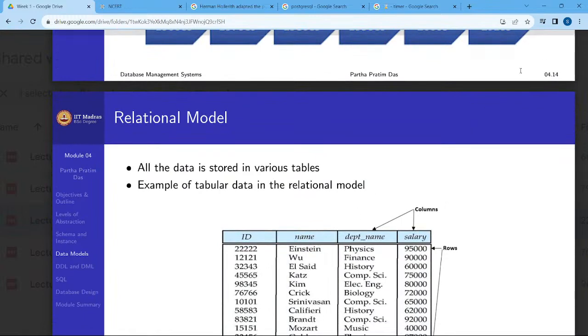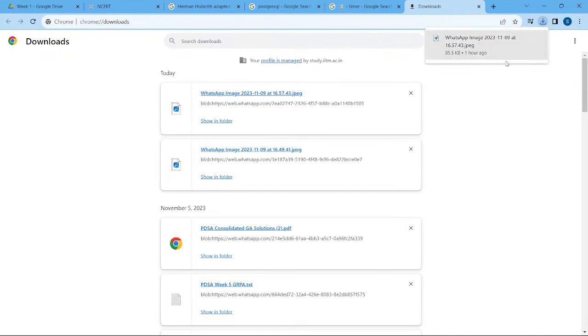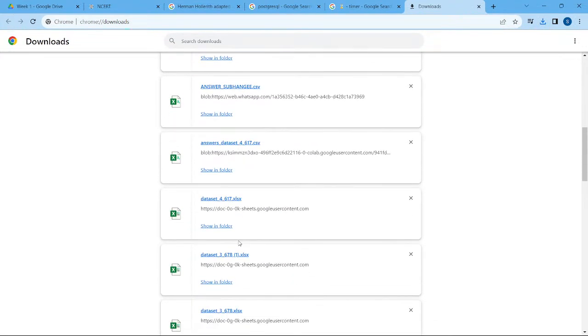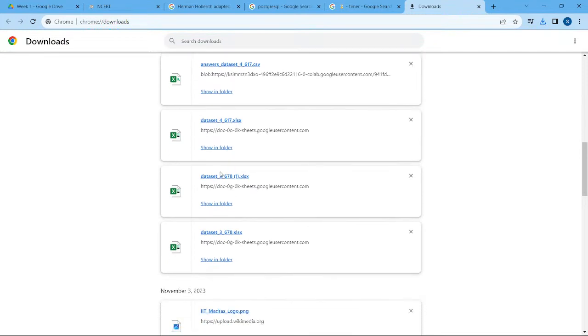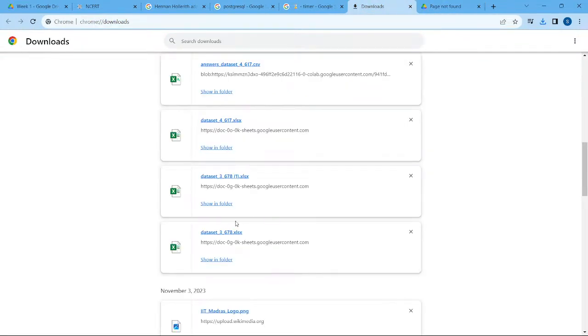I think I have a data set present with me. This is not a database, and this is not DBMS, but I guess you would understand it better if I show you this.